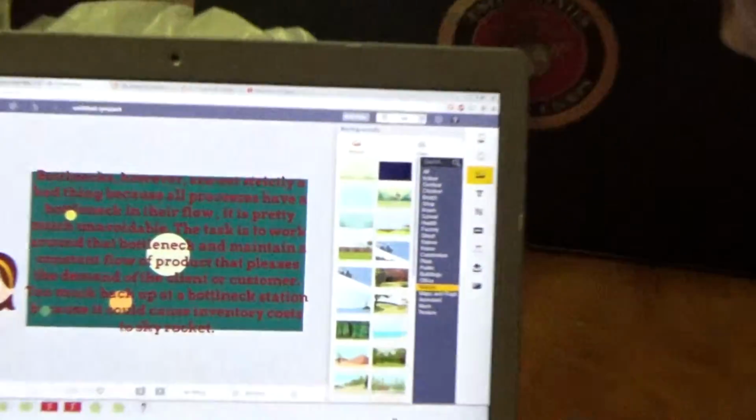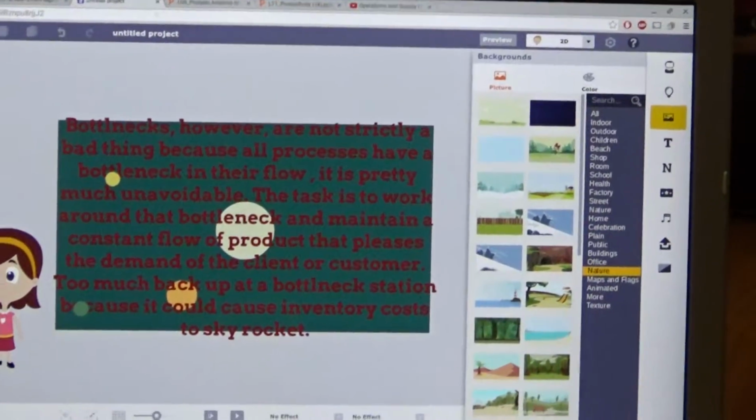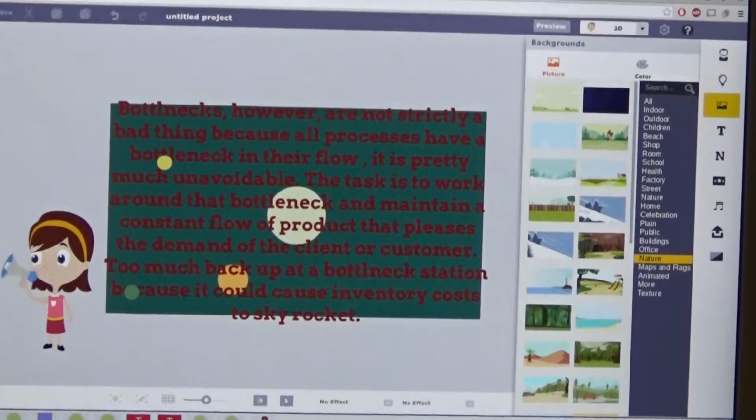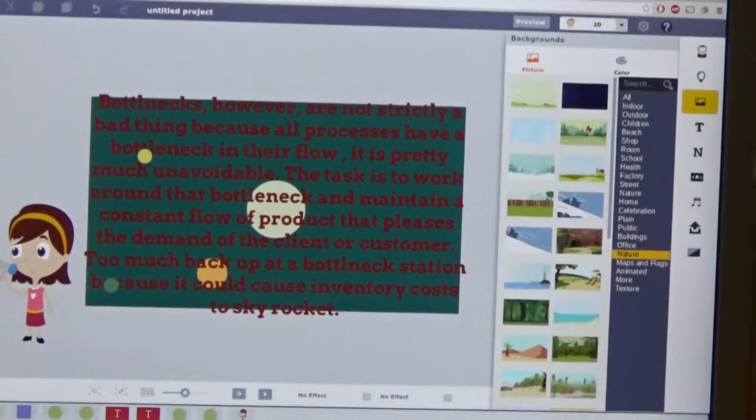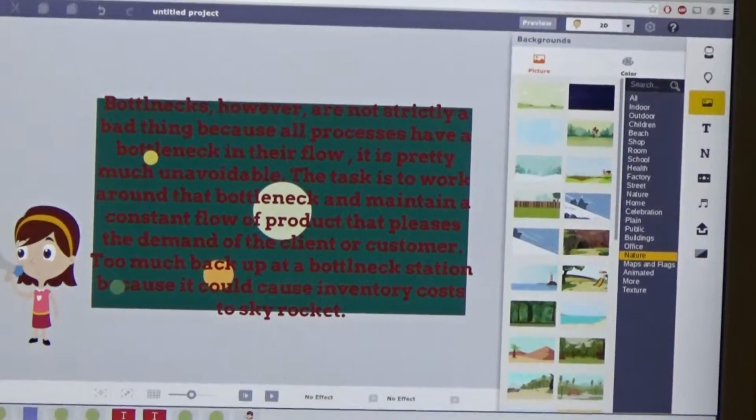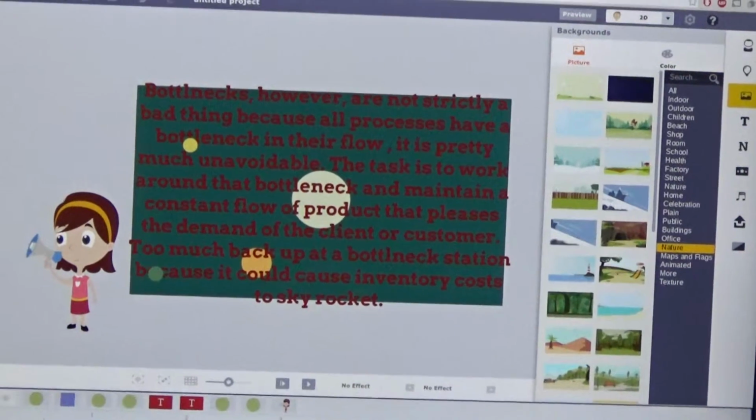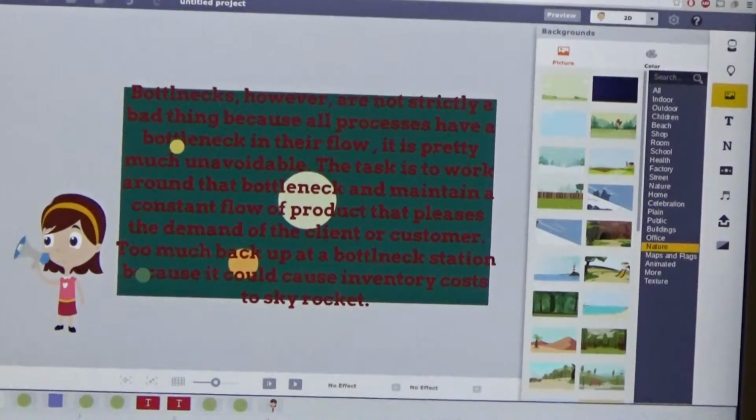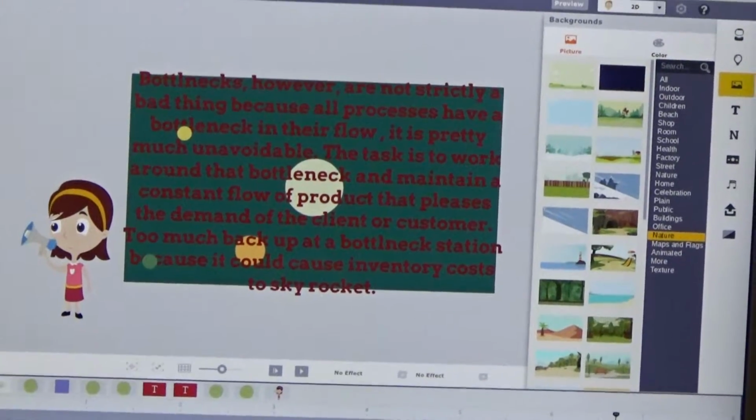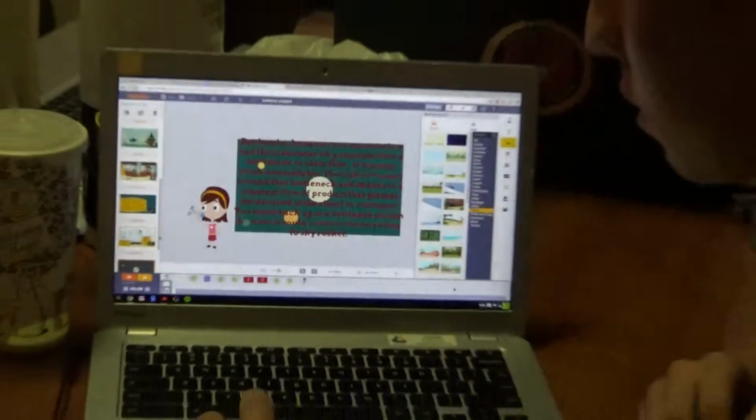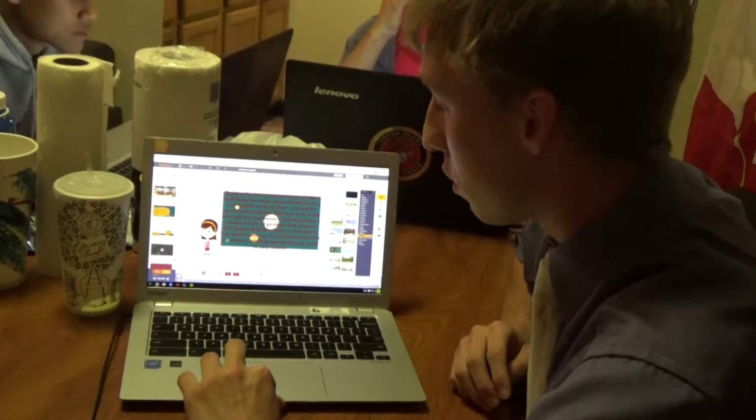Bottlenecks, however, are not strictly a bad thing, because all processes have a bottleneck in their flow, and it's pretty much unavoidable. The task is to work around the bottleneck and to maintain a constant flow of product that pleases the demand of the client or customer. Too much backup at a bottleneck station is bad, though, because it could cause inventory costs to skyrocket, and that's not something that you want to pay for.